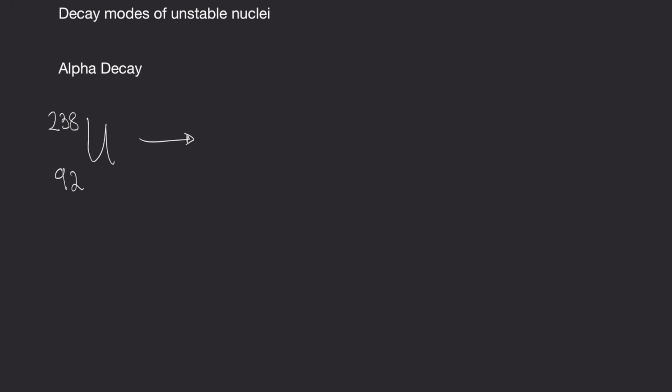Uranium will decay via alpha decay. This means that it will release an alpha particle, which, remember, is just the nucleus of a helium atom, so it'll be a 4 and a 2, meaning that it has 2 protons and 2 neutrons, overall 4 nucleons. What's left is actually thorium, and thorium will have 238 take away 4, which is 234 nucleons, and 92 take away 2, which is just 90 protons.